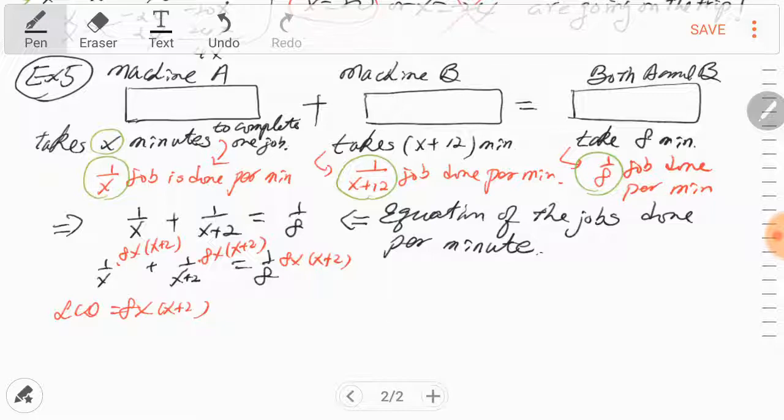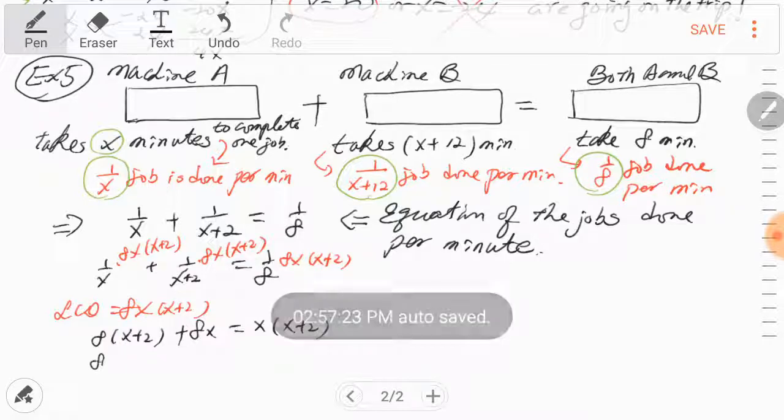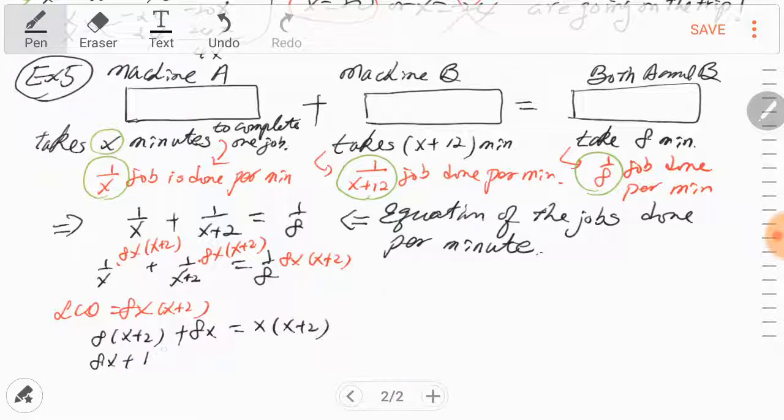Then x cancel out, 8 times x plus 2 plus x plus 2 cancel out, we have 8x. 8 cancel out, so x times x plus 2. And then clear the parentheses, so 8x plus 16 plus 8x equals x squared plus 2x. And then 16x plus 16 is equal to x squared plus 2x.